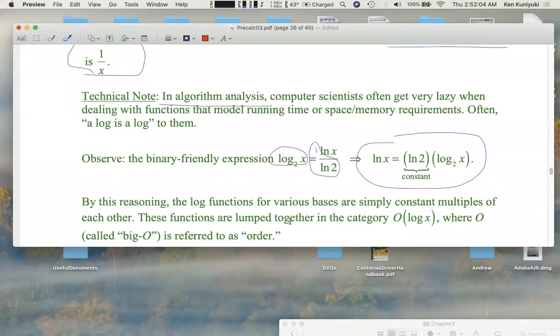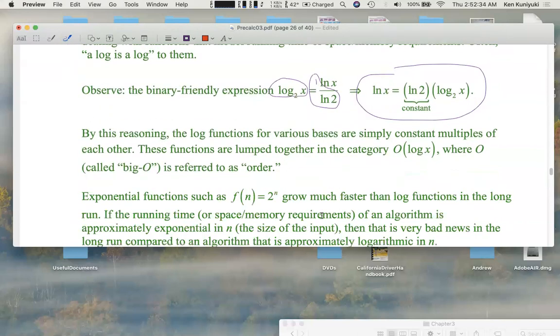Now, computer scientists can get kind of lazy about this. Sometimes in algorithm analysis, they'll just say a log is a log. They'll treat ln of x basically like log base 2 of x or log base 5 of x or whatever. Basically, when it comes to matters of growth in time requirements or memory requirements, they'll just say a log is a log and they're happy. And they're happy that it's not exponential growth, for example, which can be very bad.